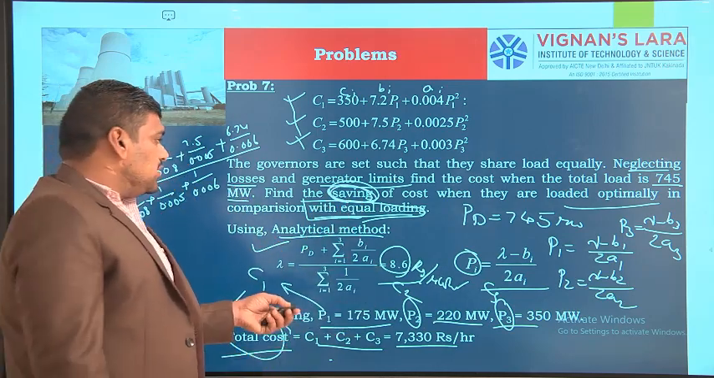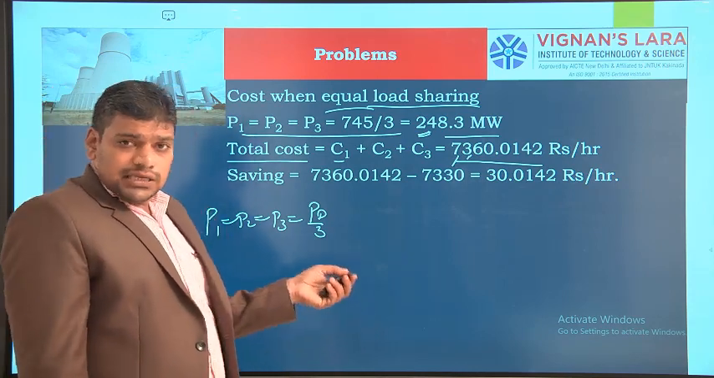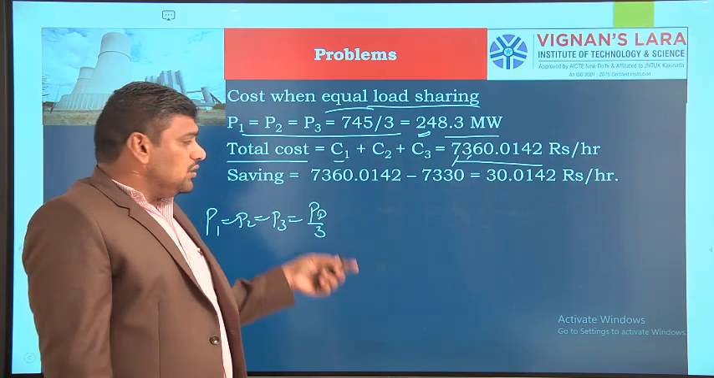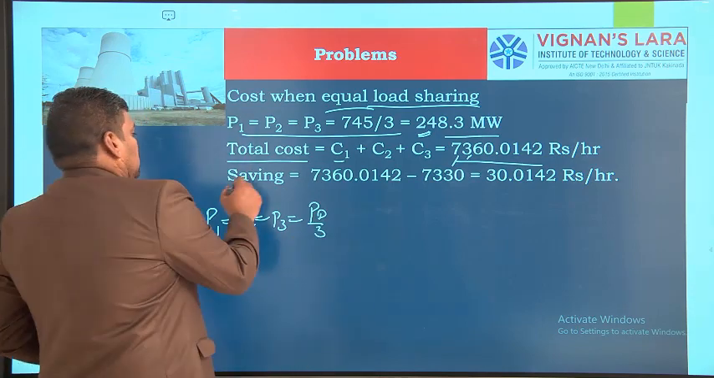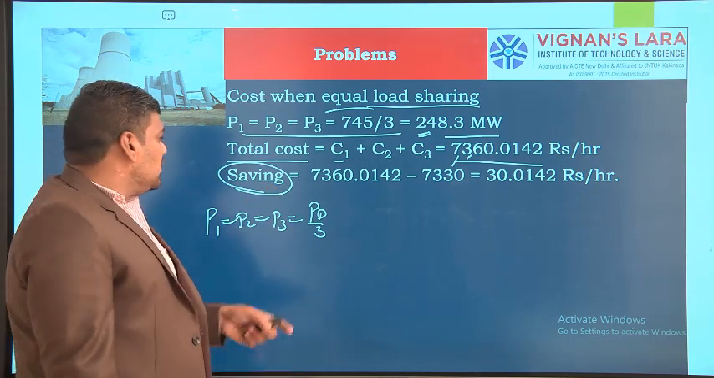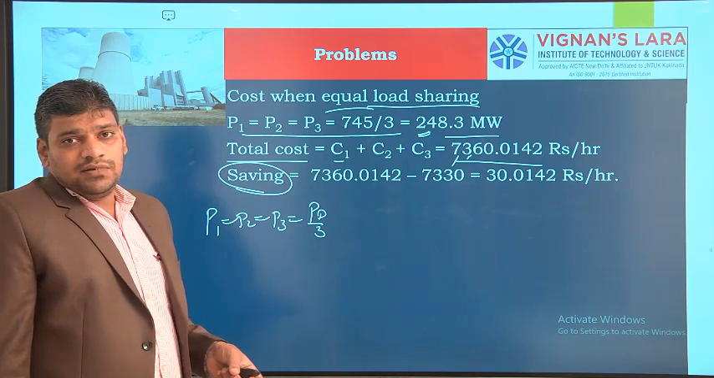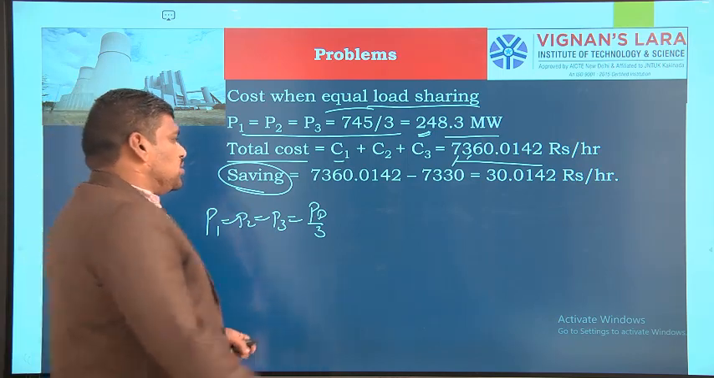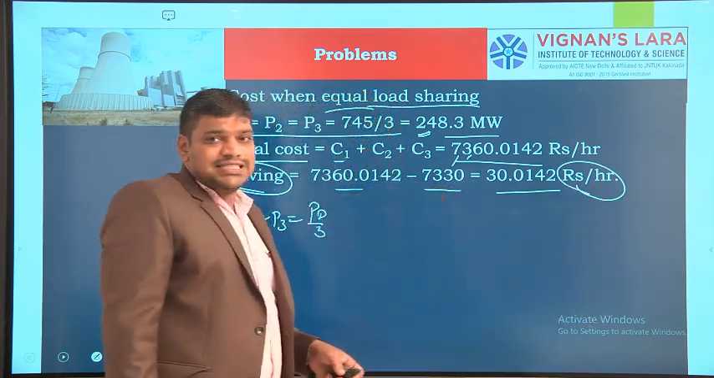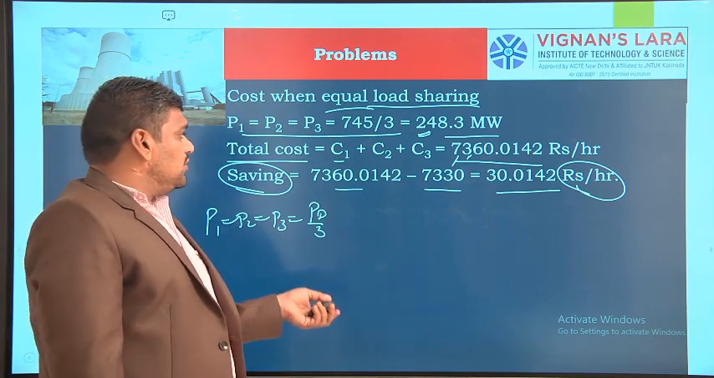He has asked to calculate the saving. Saving means the difference between the cost when the load is shared economically and the cost when the load is shared equally. Find the total cost in each case, then subtract the two, and you will get the saving, in rupees per hour. So this is one type of problem.